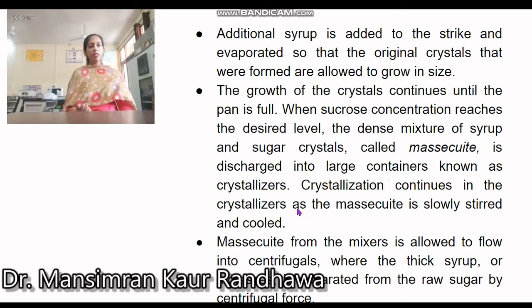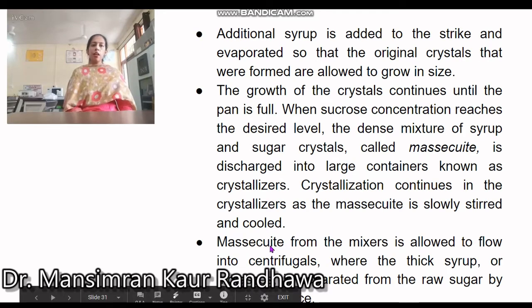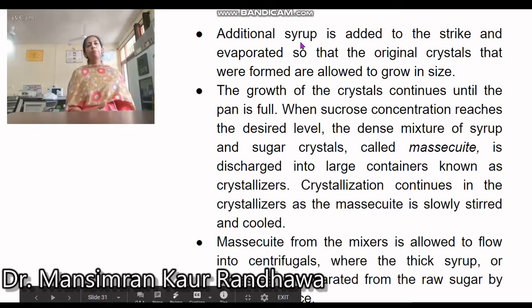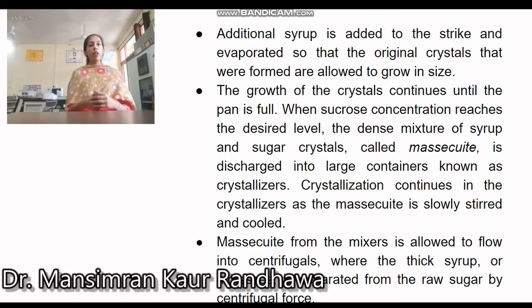Crystallization continues in a crystallizer as the massecuite is slowly stirred and cooled. See, the massecuite from the mixture is allowed to flow into the centrifugals, where we get the thick syrup, or the molasses. So this is the third byproduct of the sugarcane industry, which we are going to get in the next step, that is centrifugation. So we are here, doing what we call crystallization. We have added the sugar crystals so that they form the nuclei, and we get the massecuite, that is the mixture of molasses and sugar crystals. Then we are sending it to the next process, that is centrifugation.